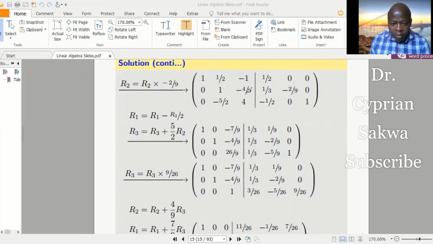So row 2 remains where it is, because it's the one we are using to create zeros in this position and this other position. So a half of this subtracted from this a half gives me 0. A half of this subtracted from this -1 gives me -7/9. A half of 1/3 subtracted from a half gives me a third. And then a half of this subtracted from 0 gives me 1/9. A half of 0 subtracted from 0 gives me 0.